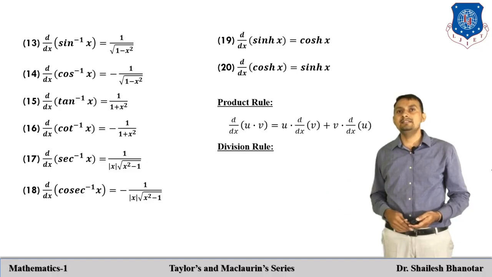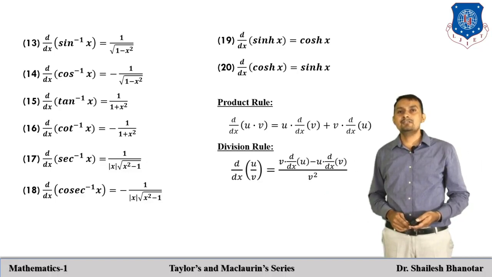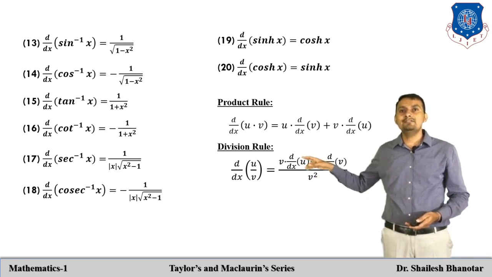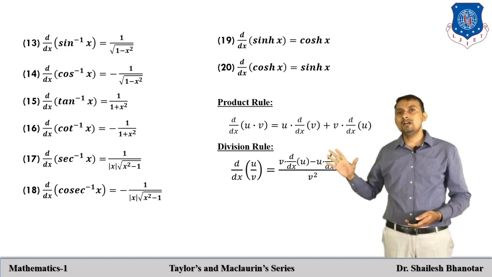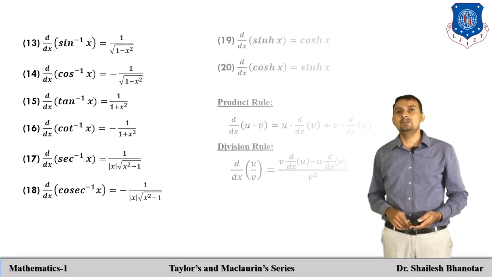And next we have the division rule, d by dx of u divided by v. First we take the denominator square, v square, in the denominator. Then in the numerator, v as it is times the derivative of the numerator, du by dx, minus the numerator u as it is times the derivative of the denominator, dv by dx. So, these are the basic concepts you have already studied in standard 11th and 12th.